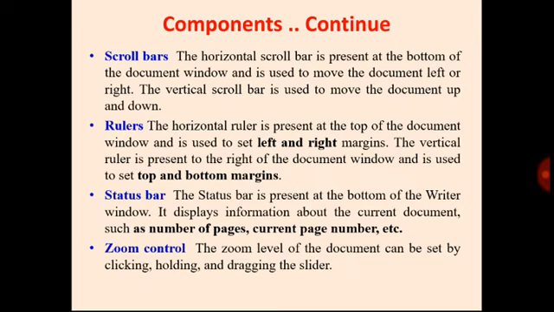Status bar. The status bar is present at the bottom of the Writer window, and it displays important information about the current document, such as number of pages, current page number, etc. Finally, the zoom control. The zoom level of the document can be set by clicking, holding and dragging the slide bar. It appears at the bottom of the screen.